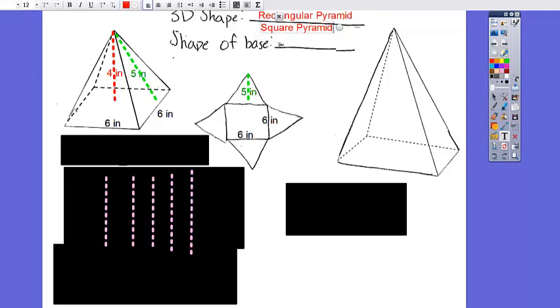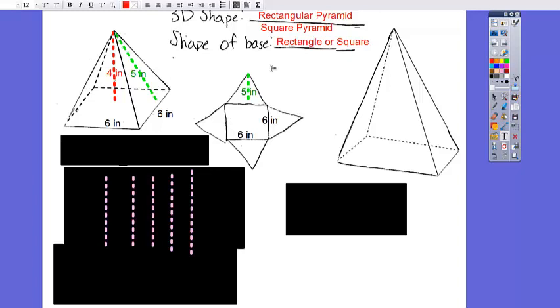So the shape of the base you can either say is a rectangle or a square, because remember, a square is a type of rectangle. Okay, so I want to point out some things to you before we even start to talk about the formula.